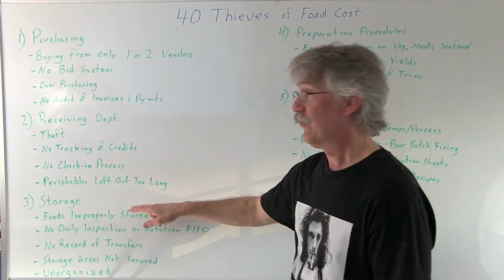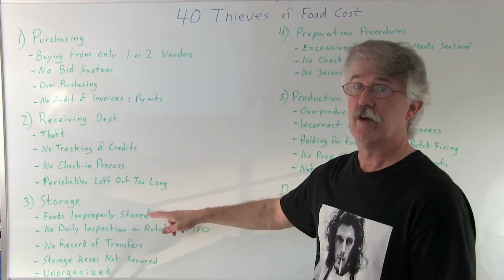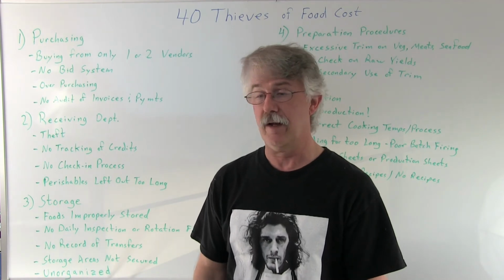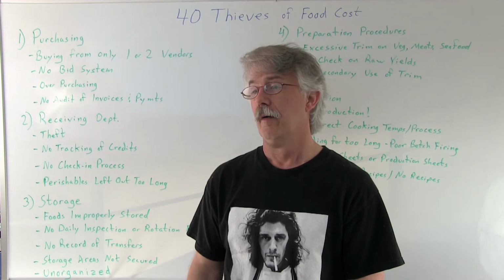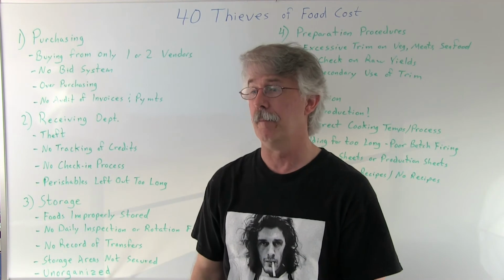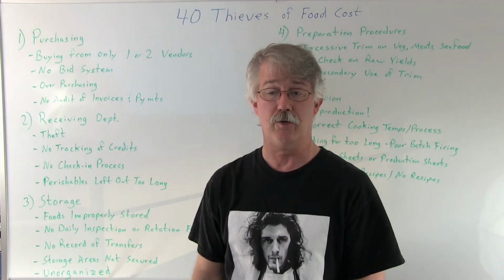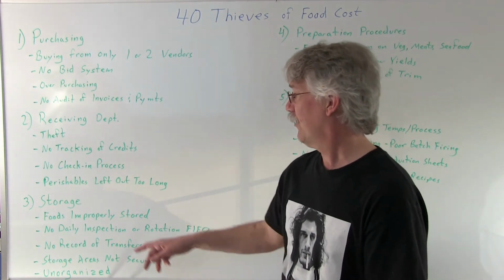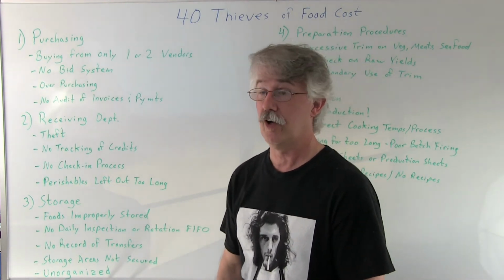Storage. This is kind of a big one. Foods that are improperly stored. There's a number of ways that can happen. Shellfish left in ice that then melts and they die, or packages packed on top of each other and crushing what's on the bottom. Could be your fresh produce being put into dry storage, or fresh fish being put in your freezer. So anything that is improperly put away is an area of concern, obviously.